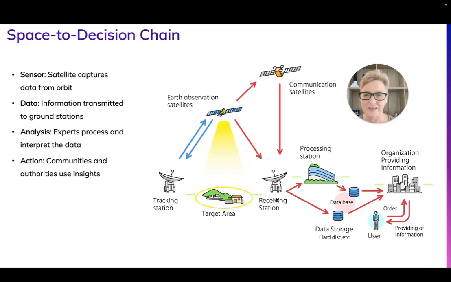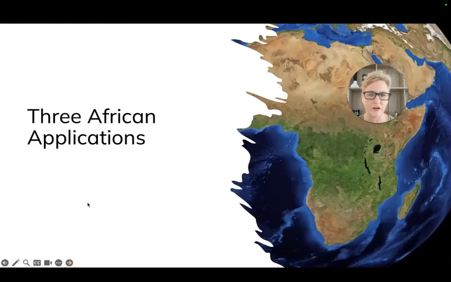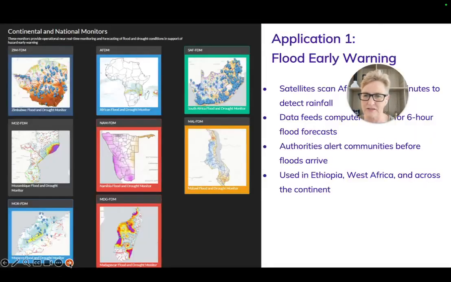Once that data is on the ground, it's transmitted from those ground stations to data storage or processing stations, and then that data goes into databases and is analyzed by organizations so that they can actually provide the insights to all of us on the planet. So let's go through 3 African applications.